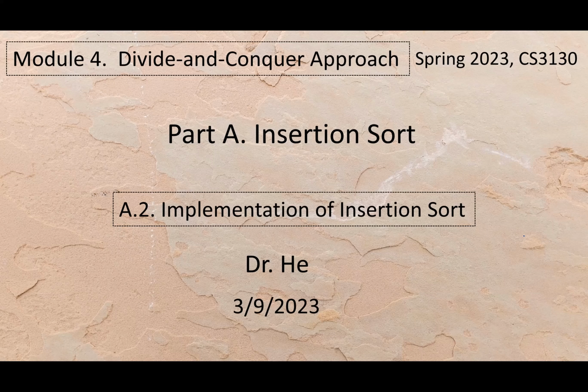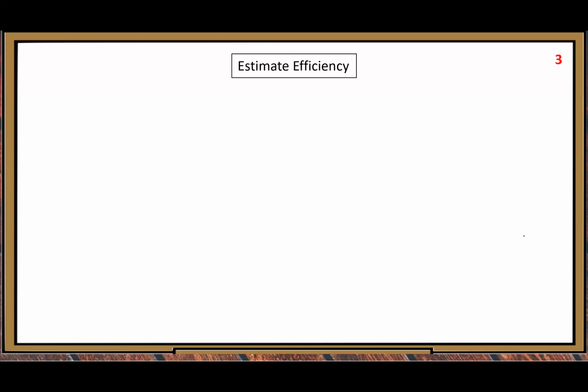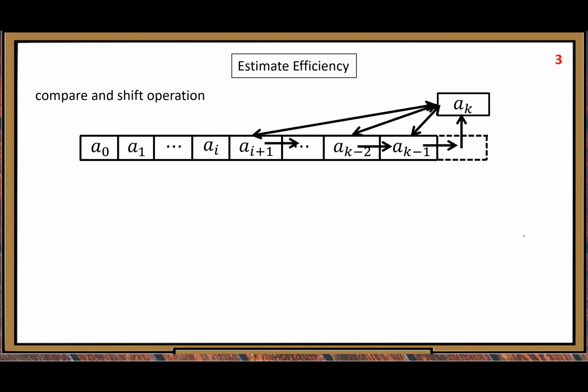Next, 8.2, implementation of insertion sort. So the diagram already gives us the implementation idea, actually. Here we just do the efficiency estimate. How many comparisons do we need? We just count that number. So that's the procedure we need to do.